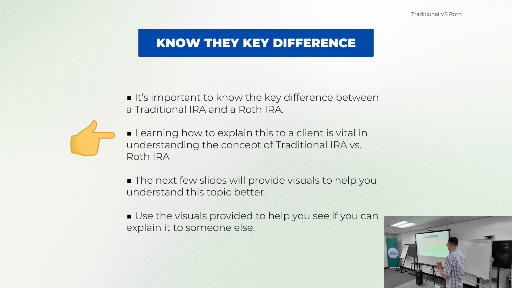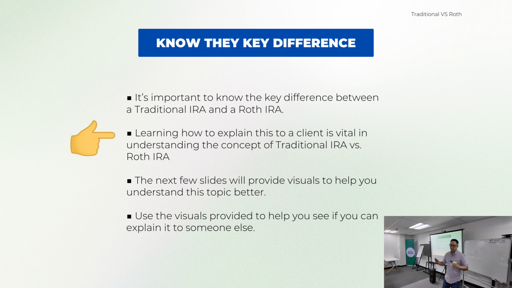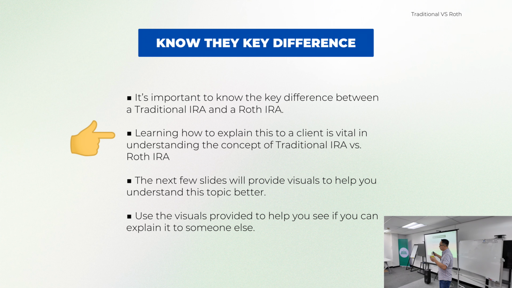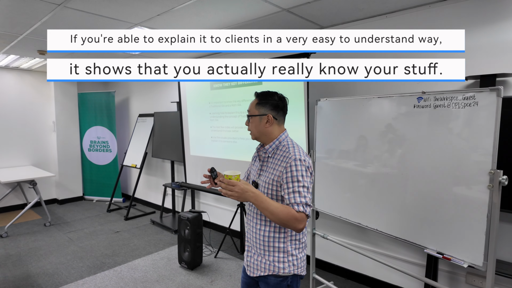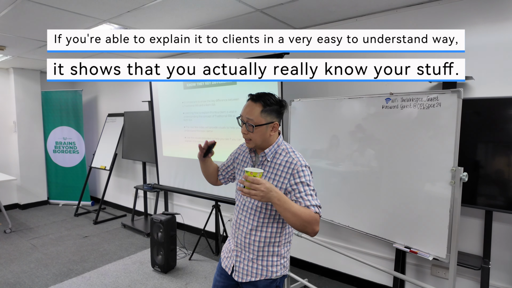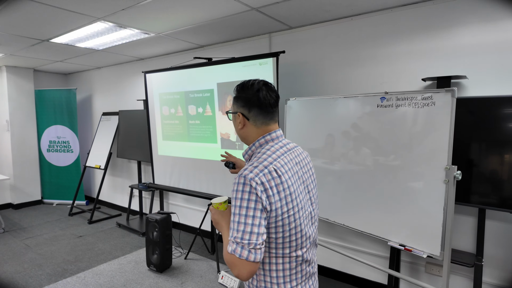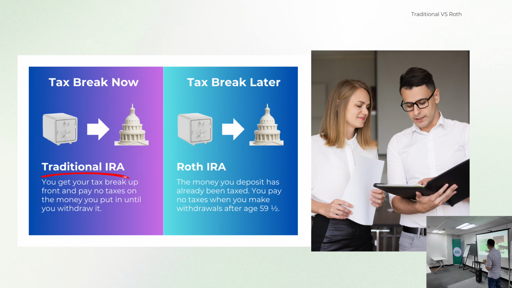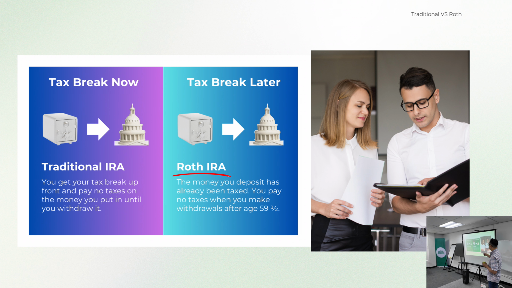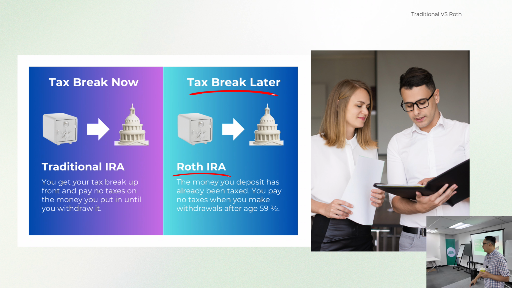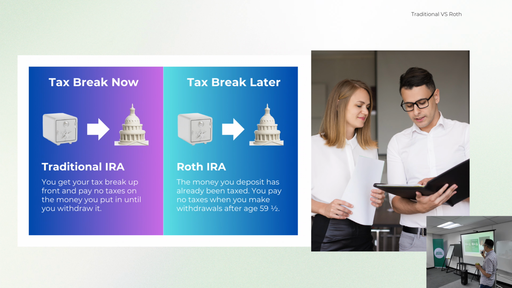So one of my main things when it comes to these trainings is that we not only learn the technical aspect of taxes, but how do we explain it to clients? Because if we're able to explain to clients in a very easy to understand way, it shows that you really know your stuff. With a traditional IRA, the way I like to say it is tax break now, and with the Roth IRA, I like to call it tax break later. Okay, so two very distinct things. They're both considered IRAs, but one's a traditional and one is a Roth.